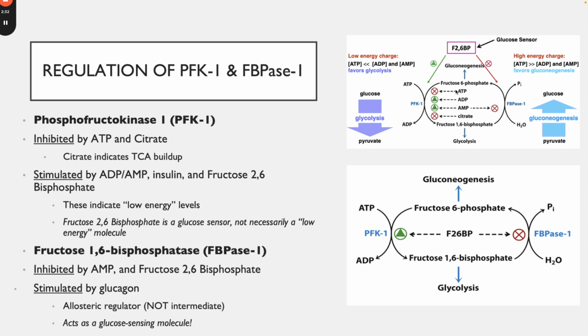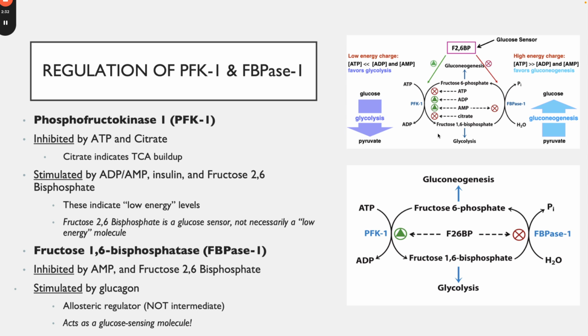inhibit glycolysis. Now, if we have low energy, ADP, AMP, they stimulate glycolysis because, hey, we need to generate energy. We need that to occur. So we're going to inhibit gluconeogenesis because it doesn't make sense for us to build up glucose molecules if we don't even have energy in the first place. That's why you see this dual reciprocal activation and inhibition with AMP, where it activates PFK1 and it inhibits FBPase1.